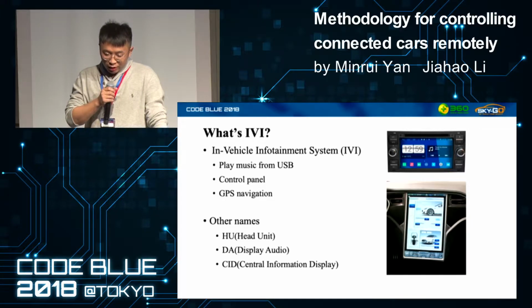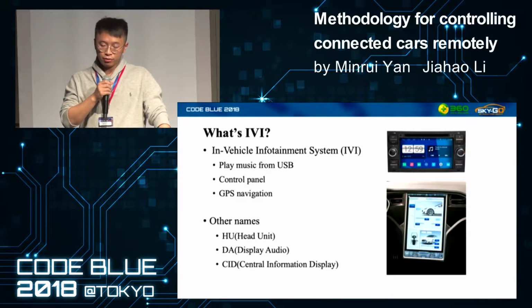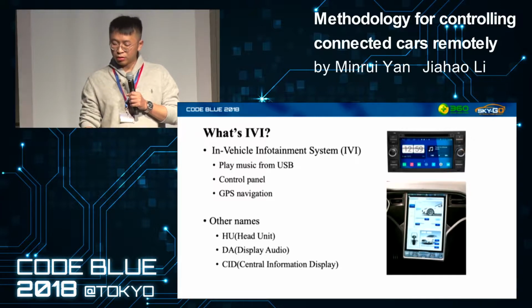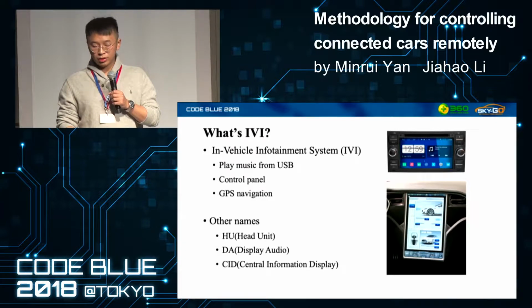So IVI operating systems include Android, QNX, WinCE, and other things. Most of them are Android systems. So it means they may have lots of vulnerabilities. And by the way, in different countries and regions, IVI has different names, such as HU, DA, or CID. HU means head unit. It's almost widely known. DA, display audio. We see this term in Japanese cars. And CID for Tesla.